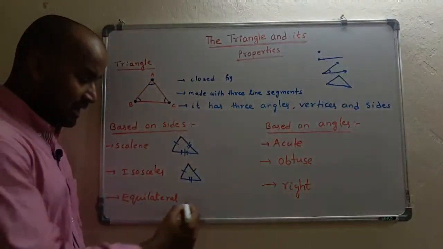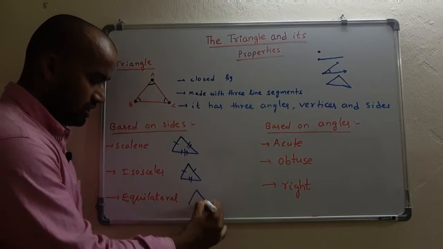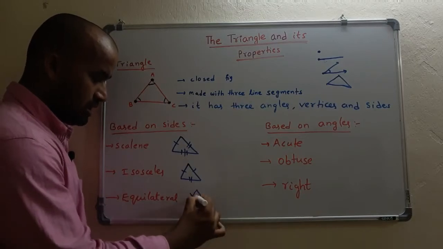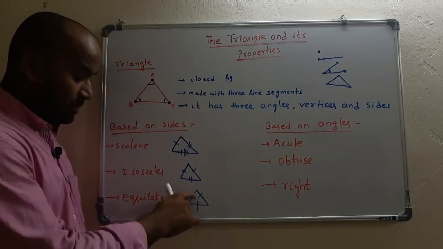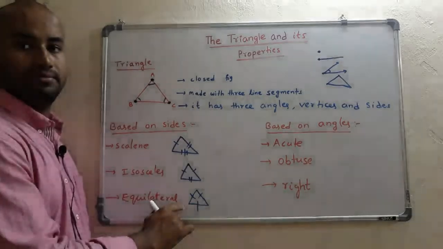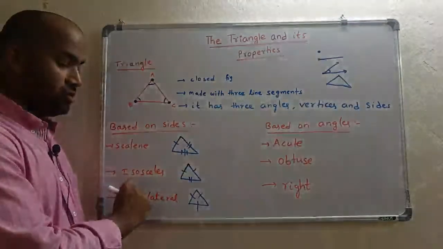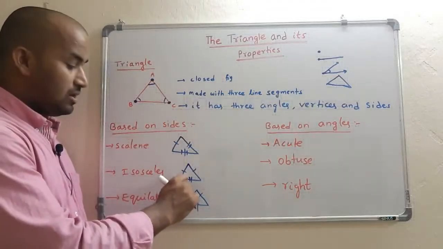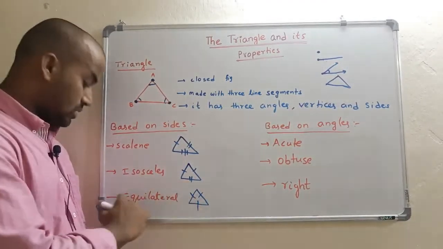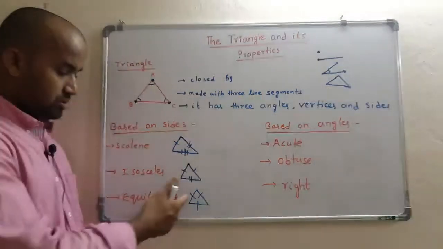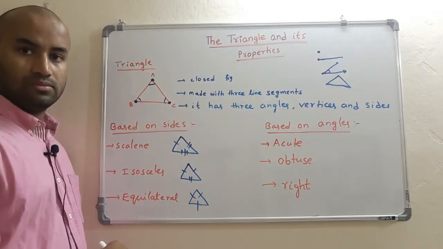What is meant by equilateral triangle? Equilateral triangle means all three sides are equal. That's why I am representing all three sides with one line. Scalene triangle means all three sides are not equal. Isosceles triangle means two sides are equal, the base is not equal. Equilateral triangle means all three sides are equal.